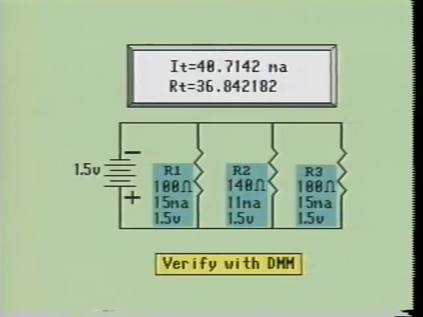Now that we have calculated the circuit resistance and the current flow through each branch of the parallel circuit, we will verify our figures with the digital multimeter.